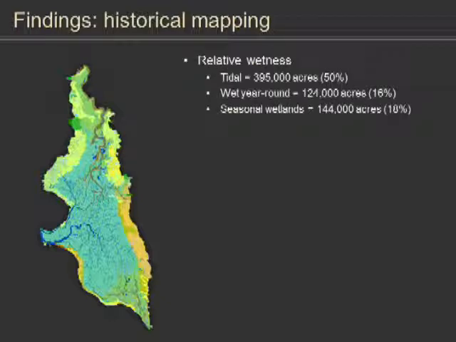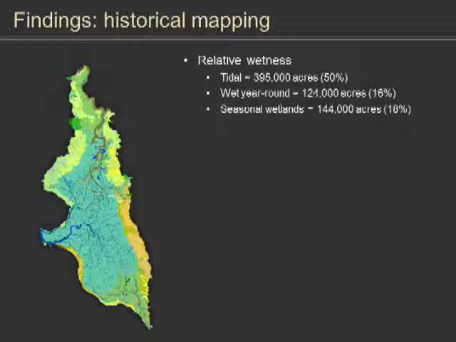So just a quick summary here. If you're looking at our study area here, the dark blue represents open water, the blue-green and lighter green represents perennial wetlands, tidal and non-tidal, and then the lighter colors are seasonal wetlands and grasslands and oak woodland savannas.